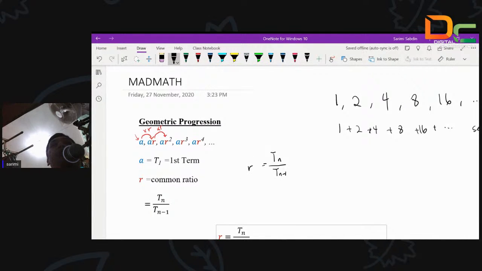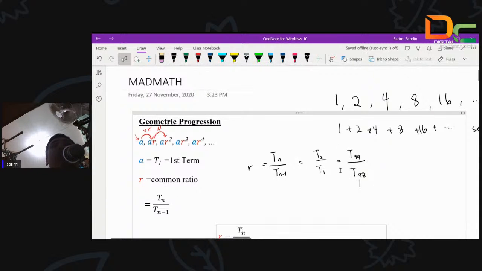So R is equal to Tn over Tn minus 1. That means we can choose either the popular one, T2 over T1, or maybe we can choose any other term. For example, we can take T99 divided by T98. As long as it is the term and the previous term. Because we take the ratio, and if we take the ratio for any term, the answer is always the same. That's why we call it common. Common ni means sepunya lah.